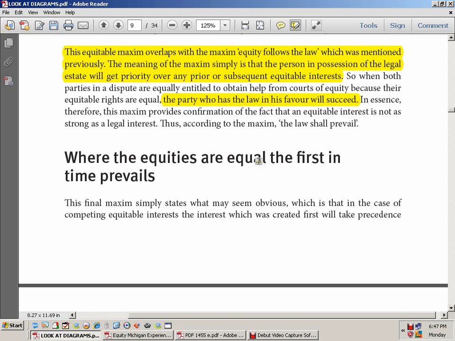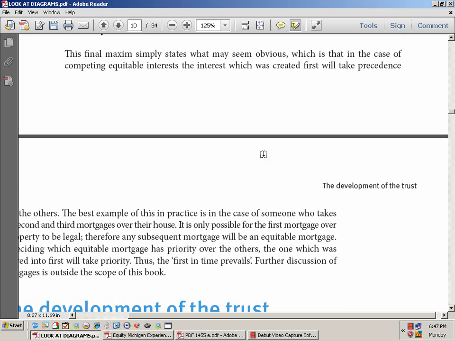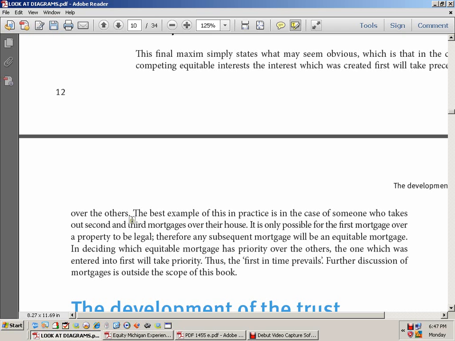Where the equities are equal, the first in time prevails. This final maxim simply states what may seem obvious, which is that in the case of competing equitable interests, the interest which is created first will take precedence over the others. The best example in this case is someone who takes out a second or third mortgage over their house. Okay, well, the best one to me is you have the beneficial interest in your all capital letter name landed estate. Yours is first in line, first in time, because your interest started from the day they started the estate, from the first day it was funded. Right? So anybody else who thinks they have an equitable interest in it is after you.